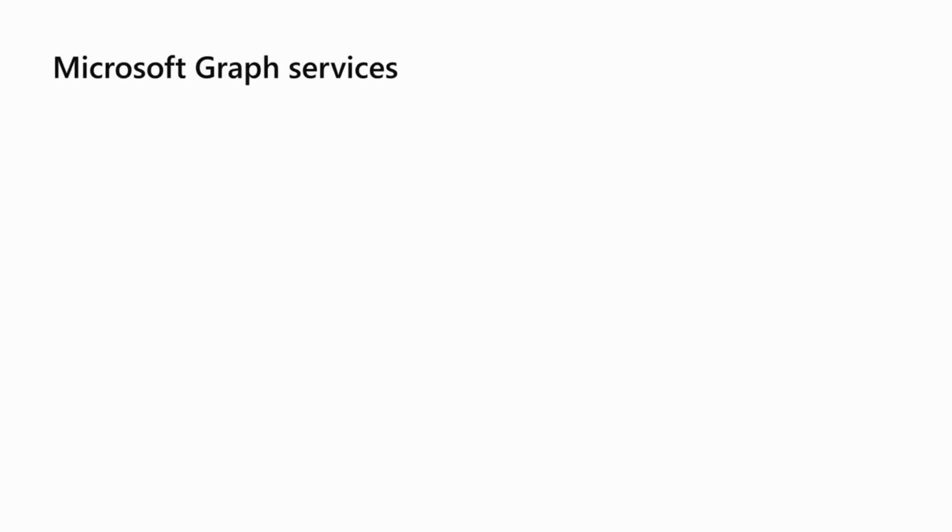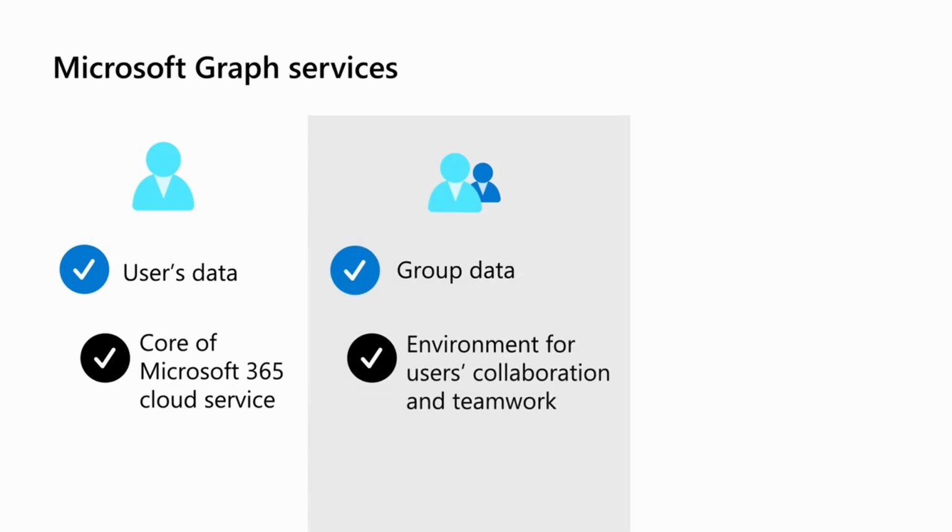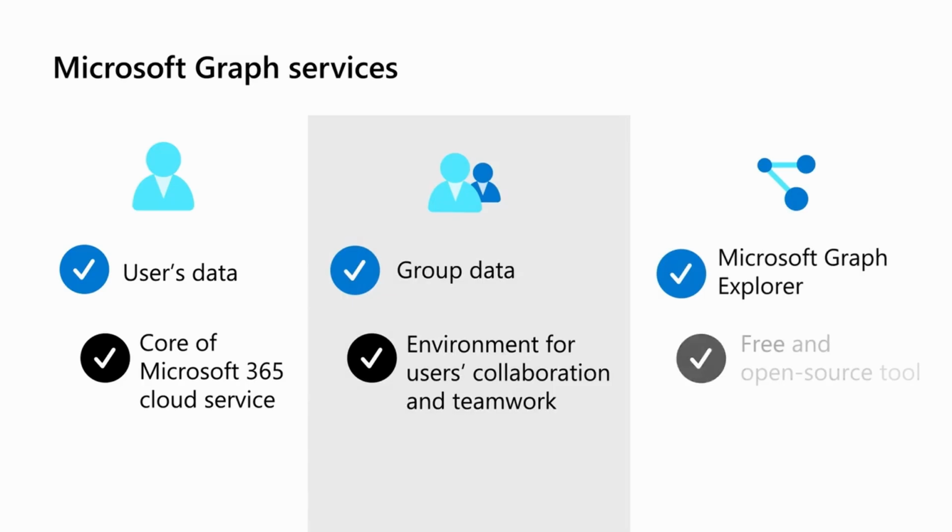The Microsoft Graph services have 2 parameters. A user's data is the core of Microsoft 365 cloud services, while group data is the best environment for a user's collaboration and teamwork in Microsoft 365. Microsoft Graph Explorer is a free, open-source tool where you can make Microsoft Graph REST API requests without installation or setup.